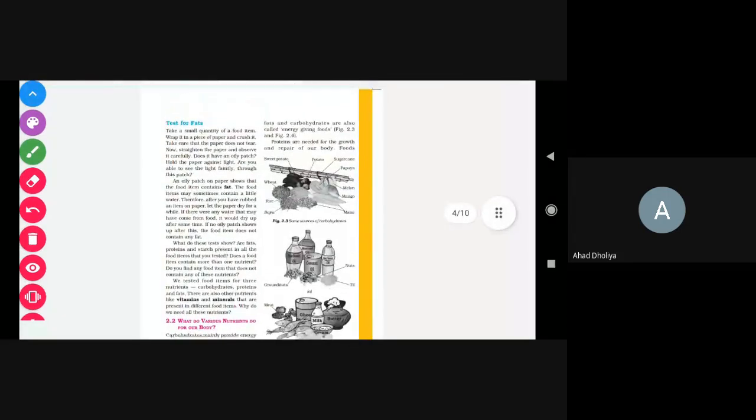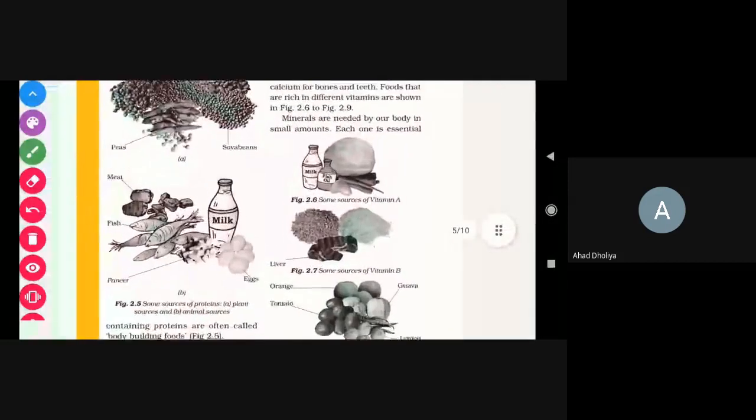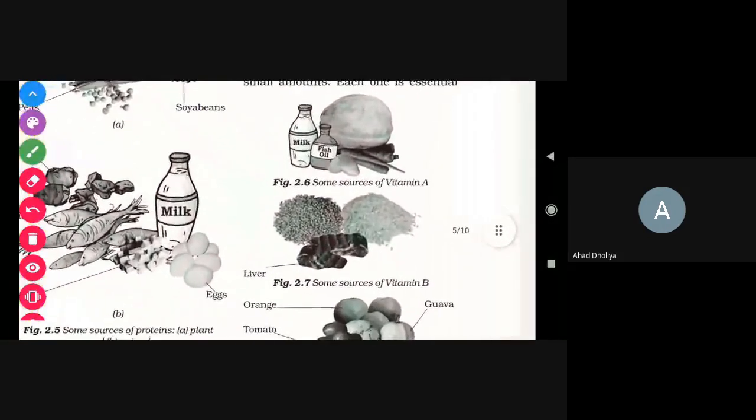Okay. Now look at the pictures below. There are some food items which contain vitamin A. Now, what is the source of vitamin A? It is milk, fish oil, carrot. All these things are for vitamin A.